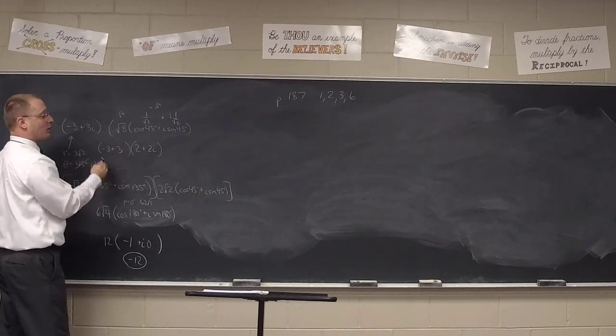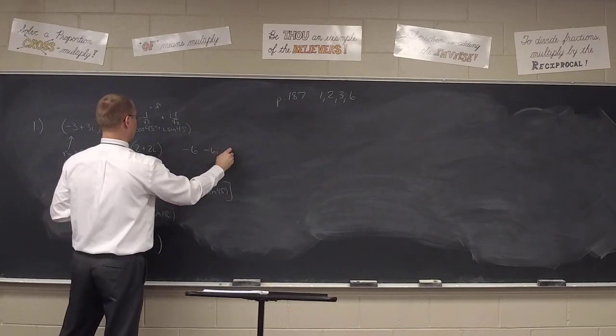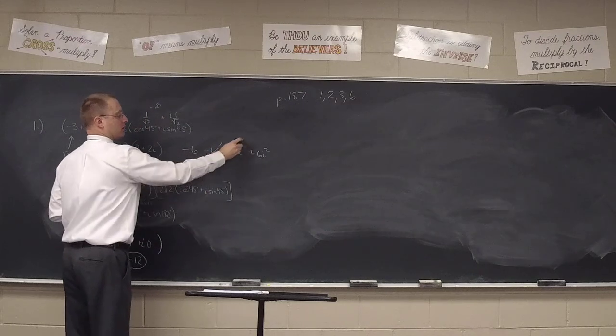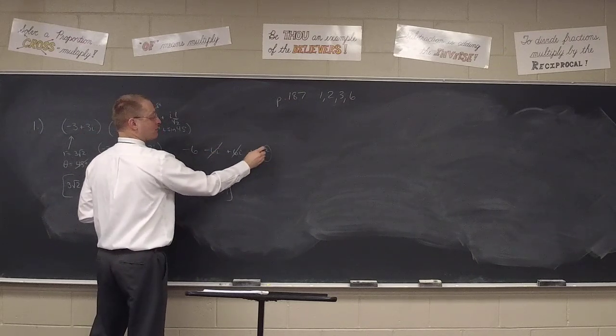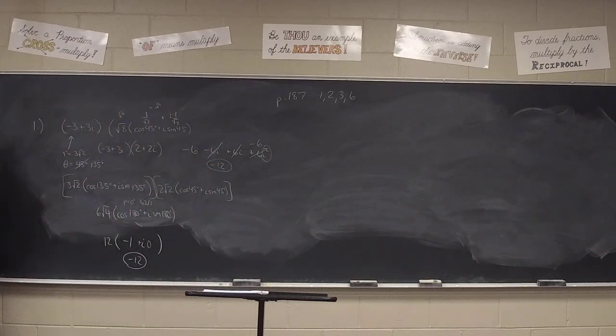And then I could FOIL. First, outer, inner, last. That becomes a negative. 1 times 6 is negative 6. There's the exact same answer. So as long as they match, you could multiply them. Okay, it's really kind of up to you there, but this is the direction they wanted you to go. Just wanted to show you the other direction you could have gone.